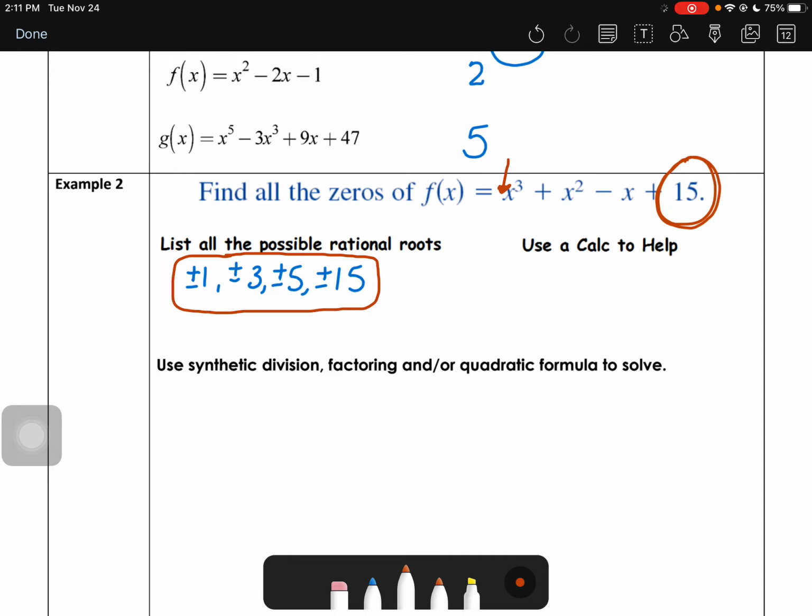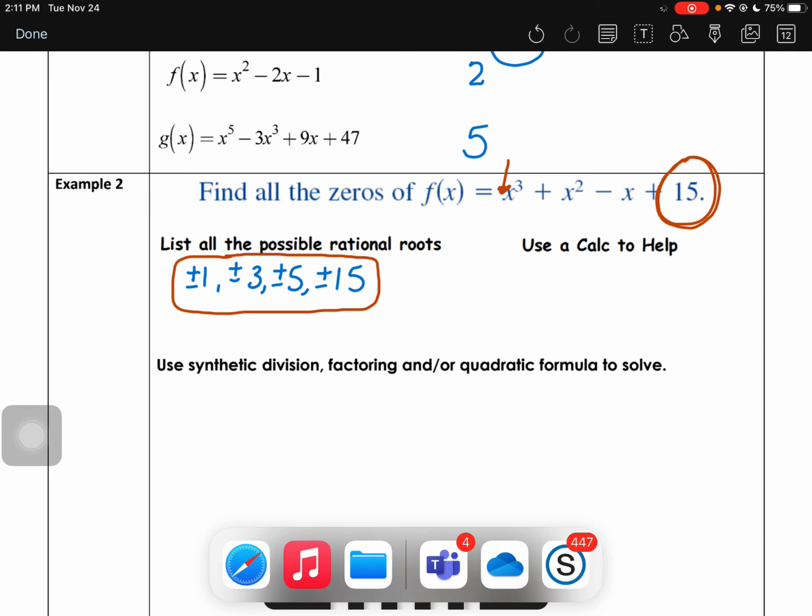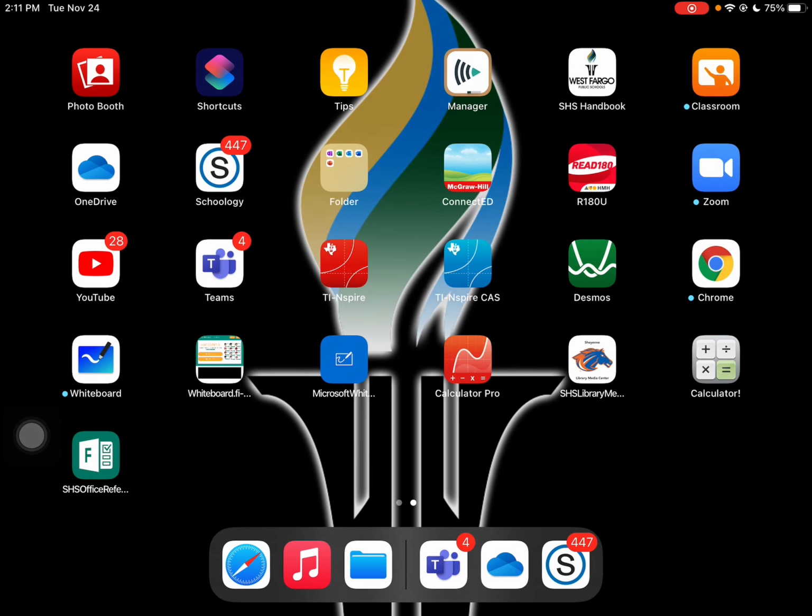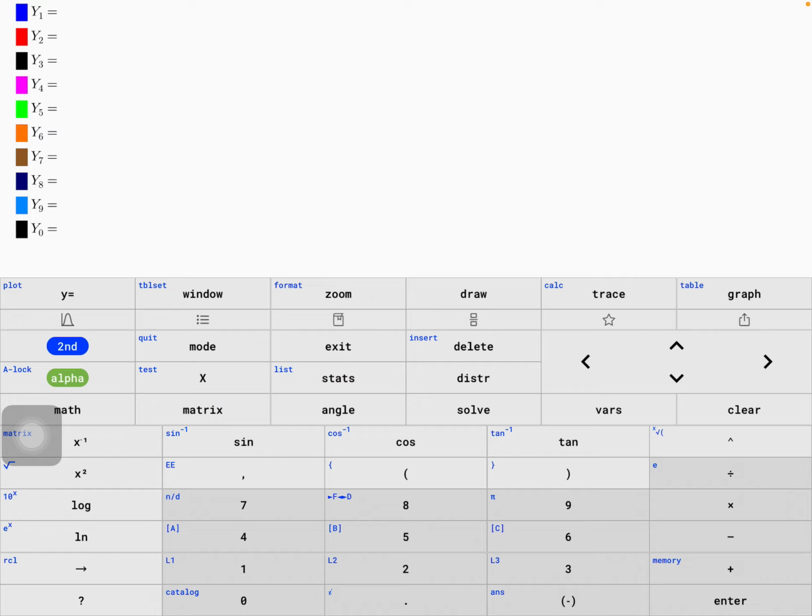Now it says to use synthetic division, factoring, and/or quadratic formula to solve. Well, the problem is that we have many to choose from. And if we had to do a synthetic division problem for each of these, it would take a while. So if you would pull up your graphing calculator, our Calculator Pro, and if you would go to press Y equals, and then punch this equation into that calculator.